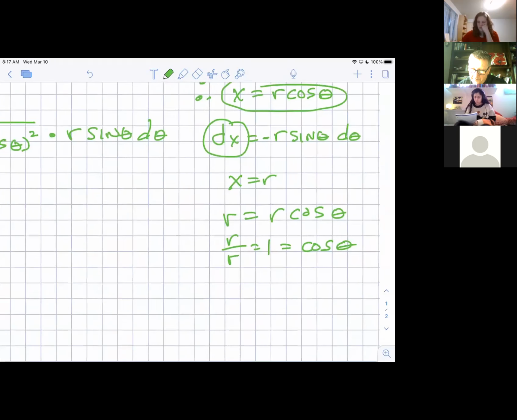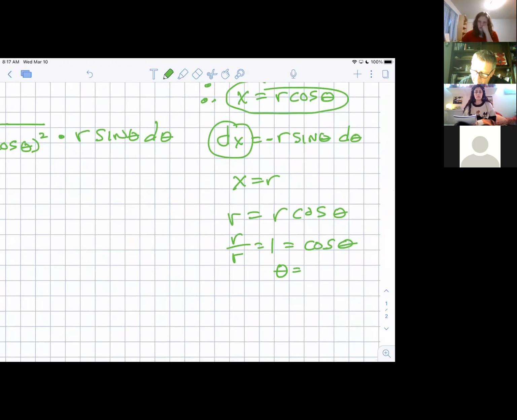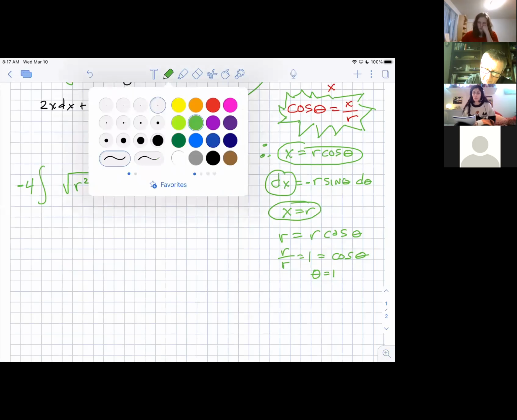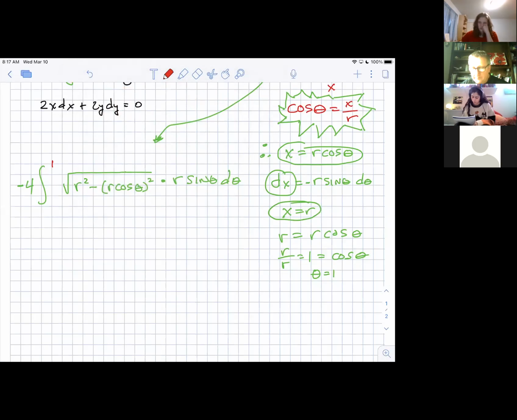So basically, for our upper value, if x is r, that means theta is 0, I'm sorry, 0. I just got done saying I can't function. At 0 degrees, you get cosine of 0 is 1. And so that turns into a 0 up there. Sorry about that. Right? Cosine of 0 is 1.